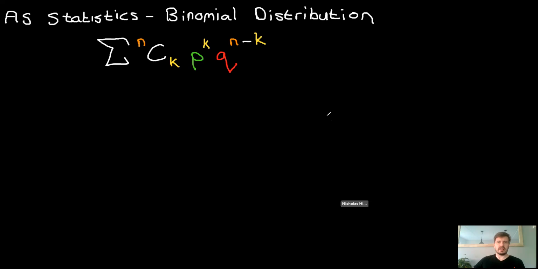Okay, so let's look at the binomial distribution. So the binomial formula for AS statistics, and what this binomial formula says, the bi means 2. Okay, so there are only 2 options. So if you're only given 2 options, then you will look at binomial distribution.